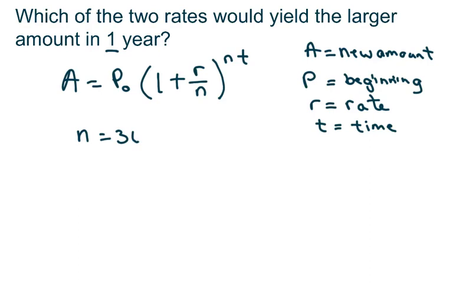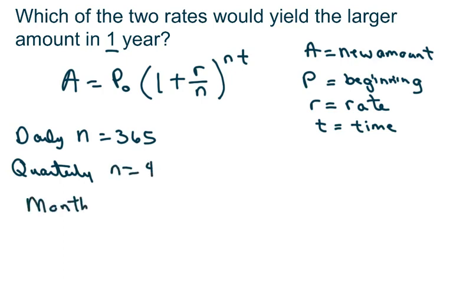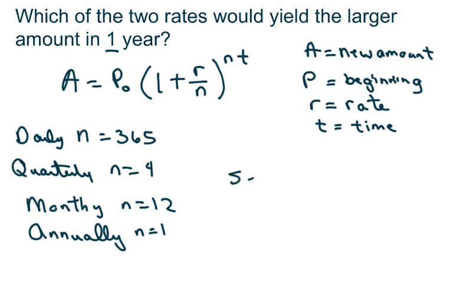N equals 365 if it's daily. Quarterly, N would be 4. Monthly, N would equal 12 because there's 12 months in a year. Annually, N equals 1. And semi-annually, N equals 2 because that's twice a year.